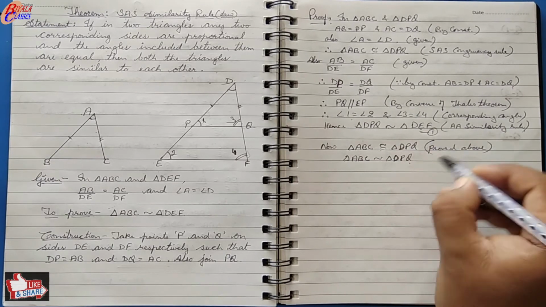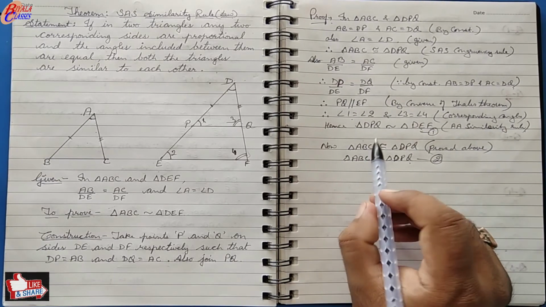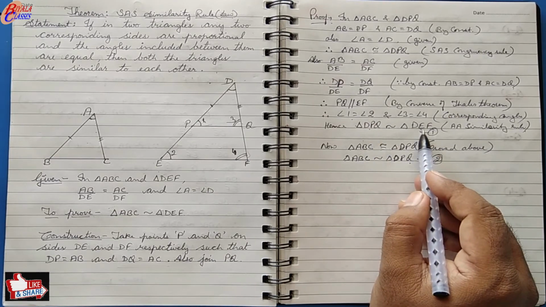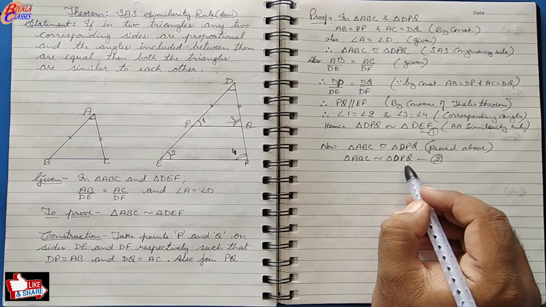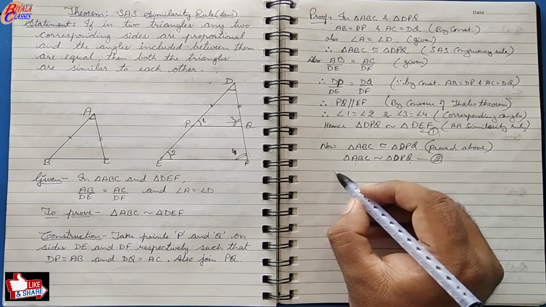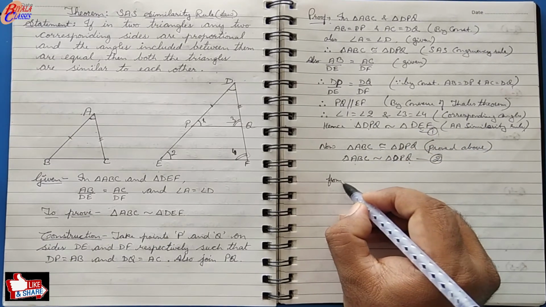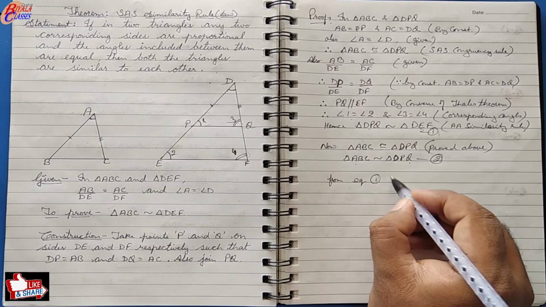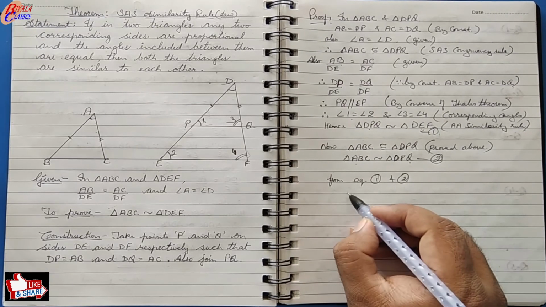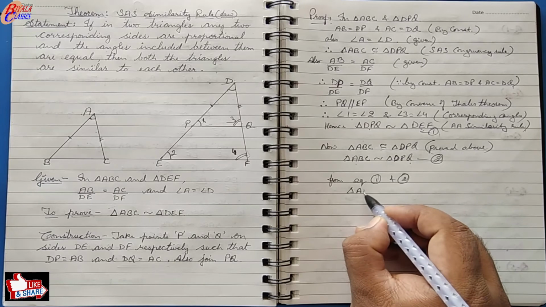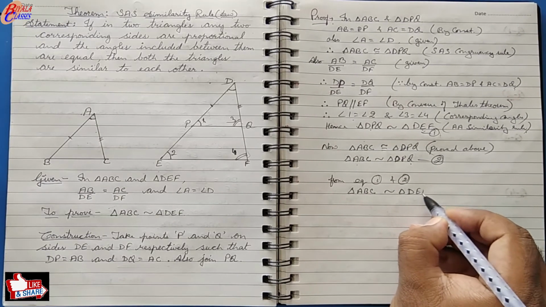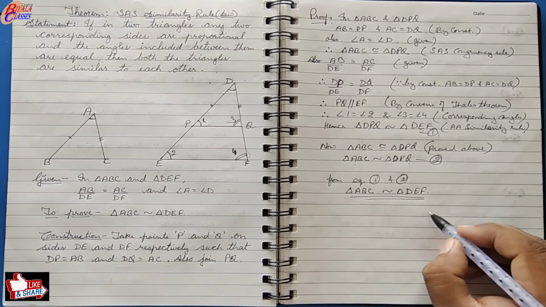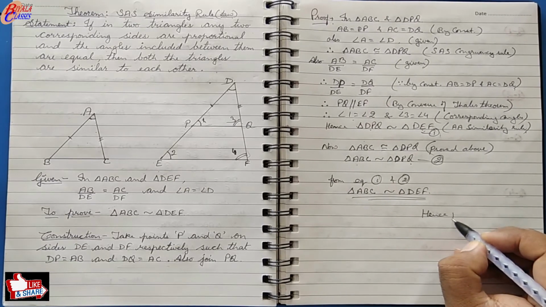Now if you consider this as equation 1 and this as equation 2, here DPQ is similar to triangle DEF, and here triangle ABC is similar to triangle DPQ. So from equation 1 and equation 2, we have that triangle ABC is similar to triangle DEF, and this is what was to be proved.